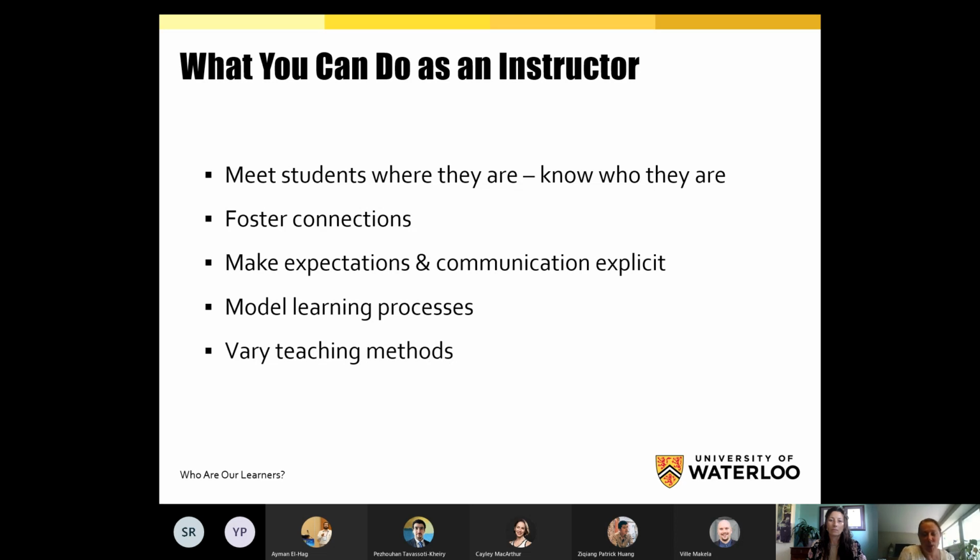Meet students where they are, and this means knowing who they are. So in some way, you've got to figure out what are the bums in the seats, whether they're virtual seats or whether they're in person in the classroom. Do you know, are they all like 1B students? Is that the way it works? Is it a cohort-based situation like in engineering?